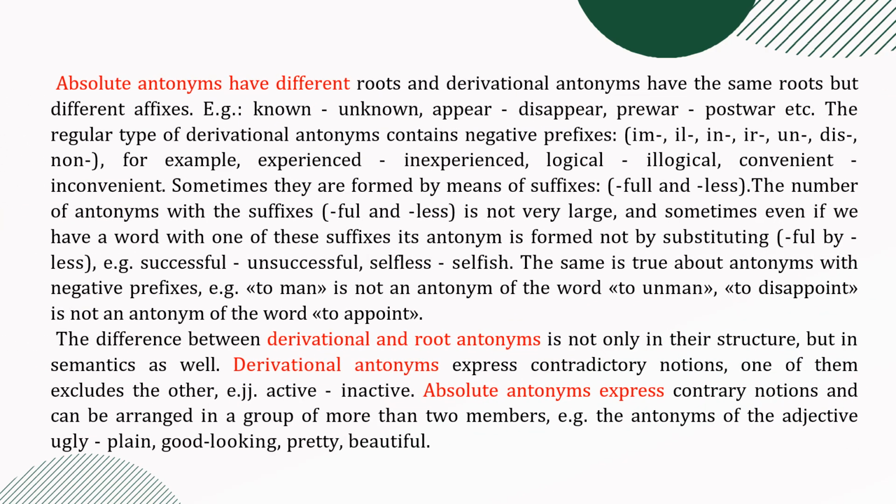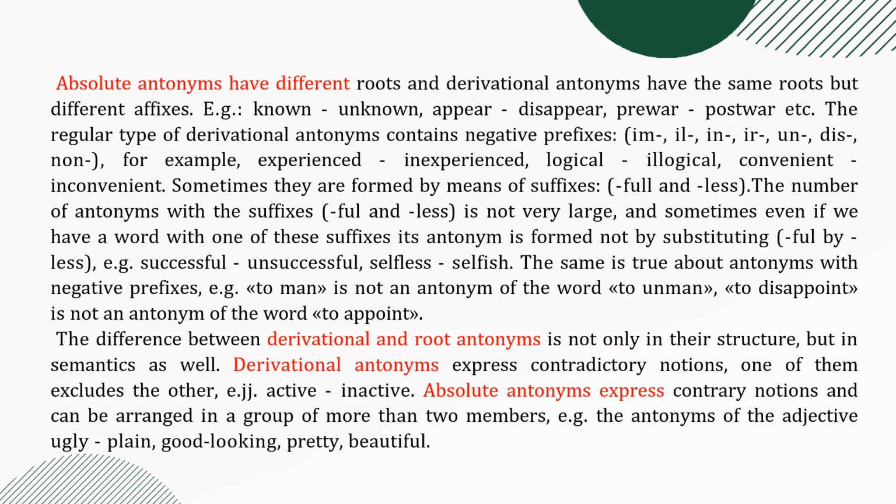Absolute antonyms have different roots and derivational antonyms have the same roots but different affixes. For example, known, unknown, appear, disappear, etc. The regular type of derivational antonyms contains negative prefixes. For example, im, il, in, ir, un, dis, and non. For example, experienced, inexperienced, logical, illogical, convenient, inconvenient.